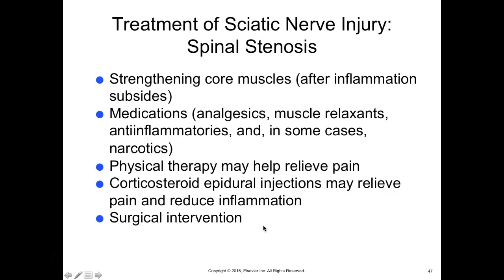So, what is the treatment? Strengthening core muscles after inflammation subsides, so the abdominal muscles. Medications: analgesics for pain, muscle relaxants, anti-inflammatories, and sometimes they will use narcotic medications for pain. Physical therapy may help relieve some of the pain, and corticosteroid epidural injections may relieve pain and reduce inflammation. And then, in some cases, surgical intervention.